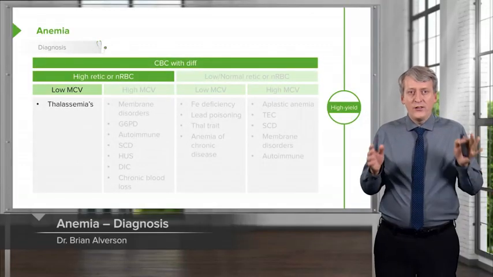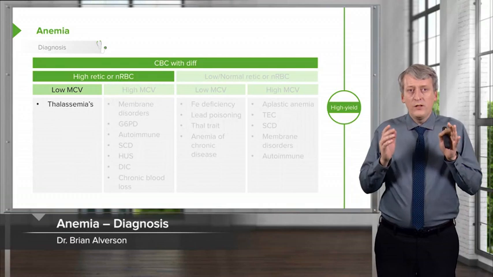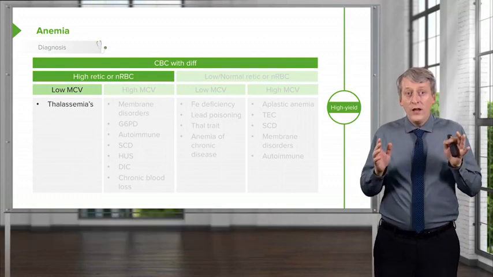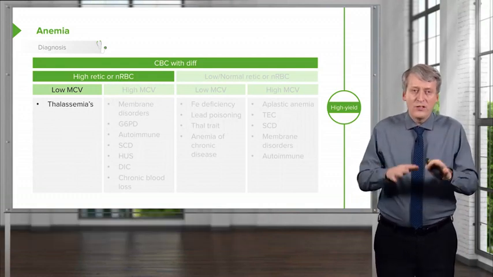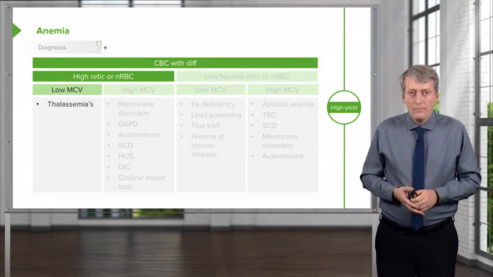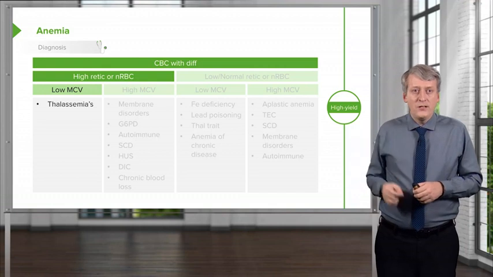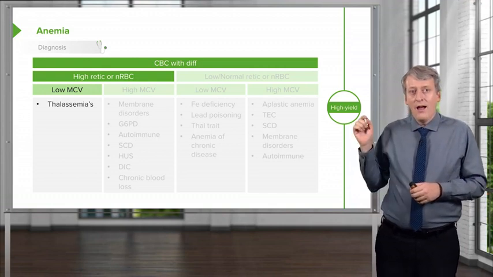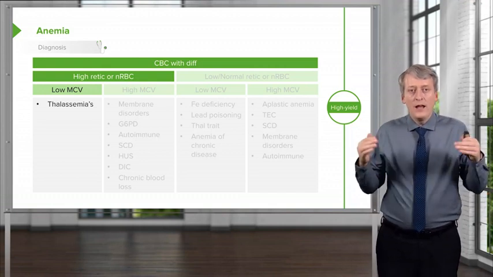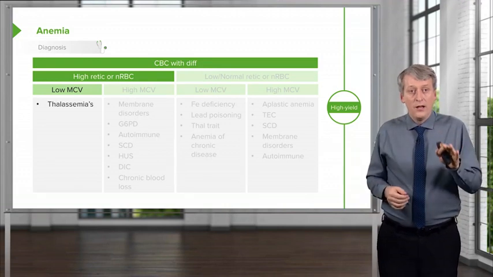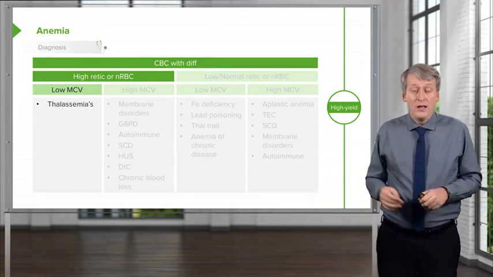Okay, so we've got a CBC, we know their reticulocyte, and we know their MCV. And we have a sense of the RDW as well. Let's break it down in terms of what might be going on. So I got a CBC in this patient. They had a high reticulocyte count. They're making lots of red blood cells, but they're microcytic. This is going to be a thalassemia.